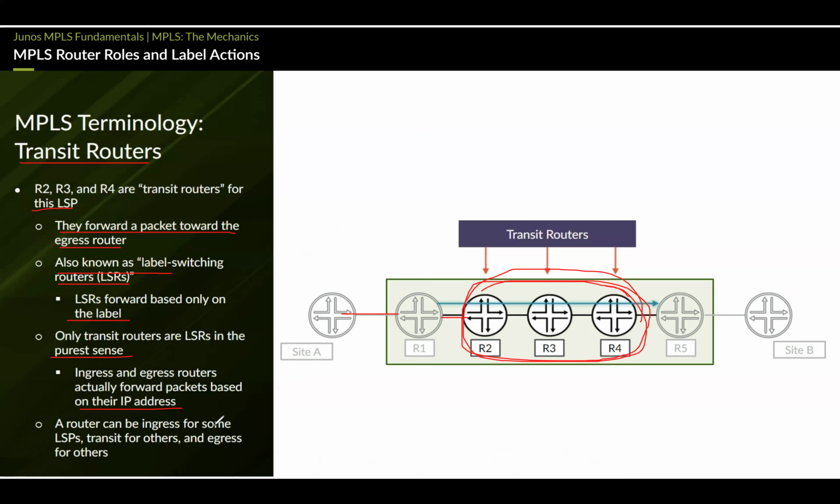A router can be ingress for some LSPs, transit for others, and egress for others. So one router can be an ingress router, considering site A as the starting point. If I consider site B as the starting point, router 1 will be the egress router. So one router can act as an ingress router or an egress router. It basically depends on which point we consider for starting the journey. Okay.